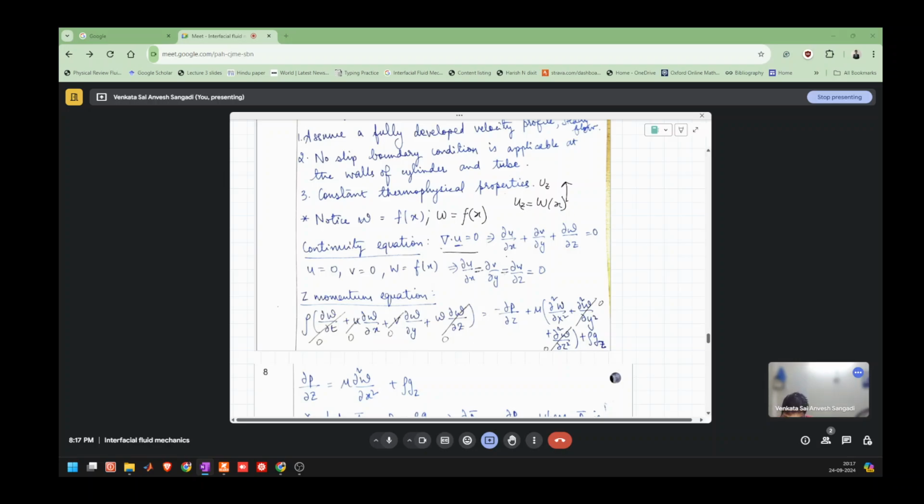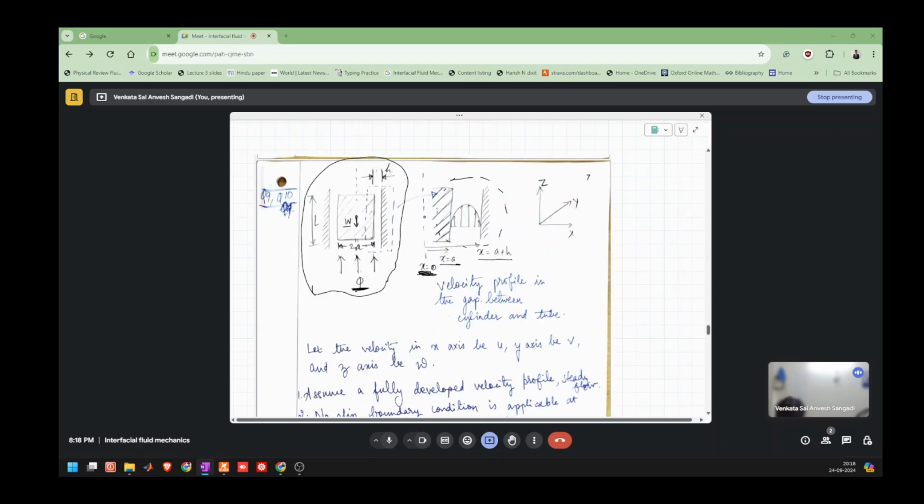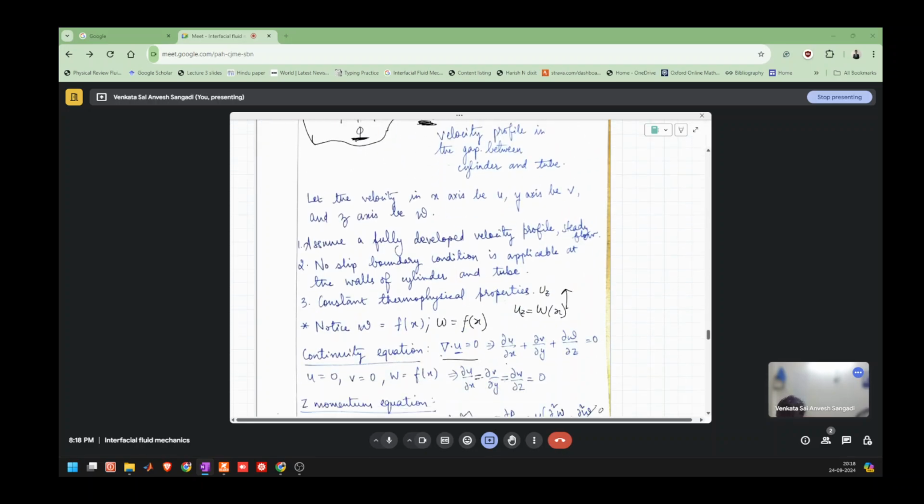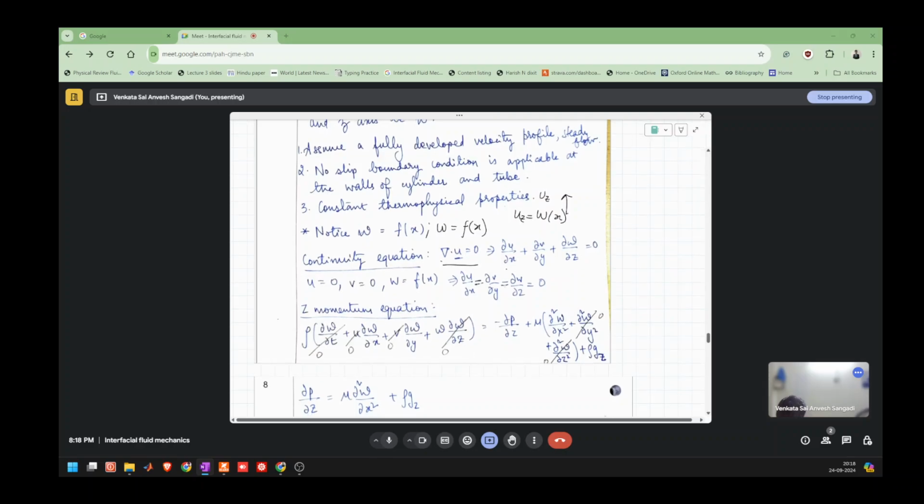From solving the continuity equation, we get that del u by del x is equal to del v by del y is equal to del w by del z, which is equal to 0. So therefore, the only way w can be is to be only a function of x. Why is it not a function of y?